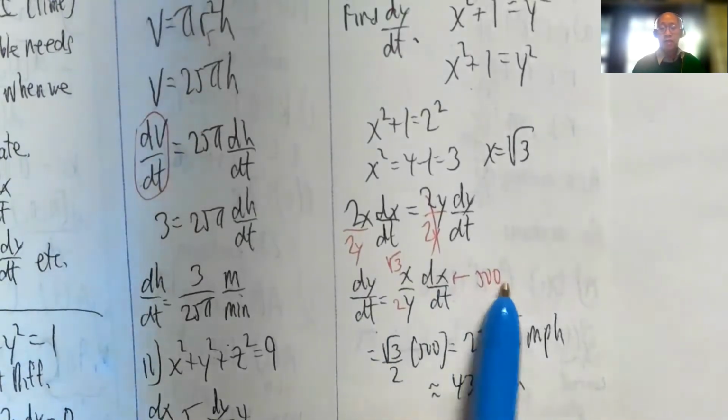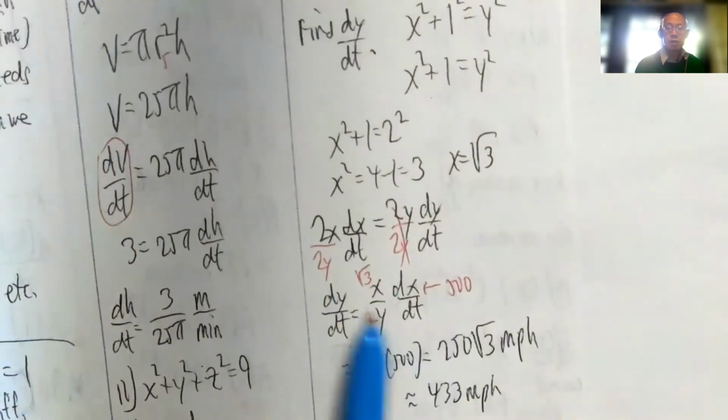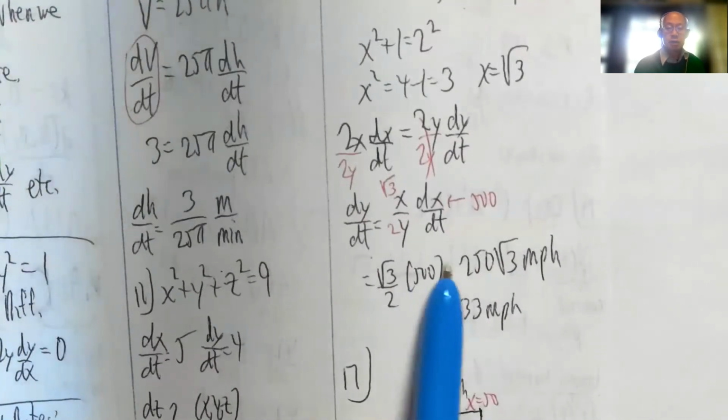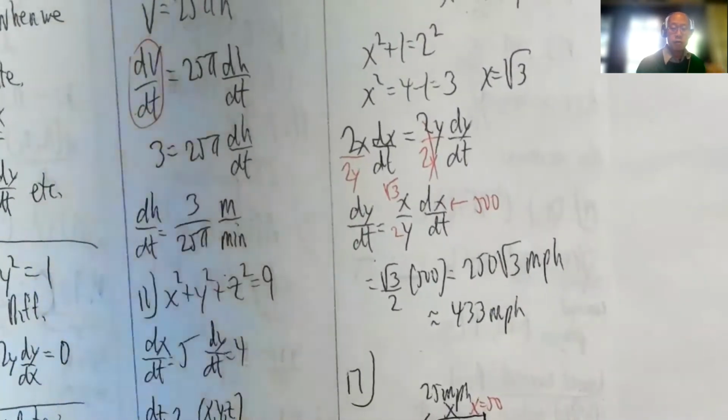And then I plug in. dx/dt, the rate of change of the plane, is 500 miles per hour. X is radical 3 and y is 2. So that comes out to be 250 radical 3 miles per hour. Rounded off, that is 433 miles per hour.